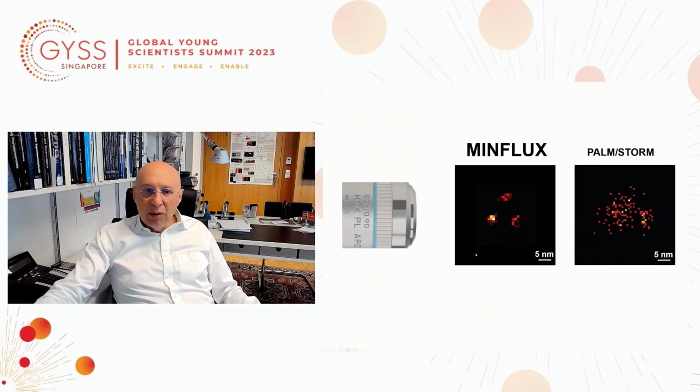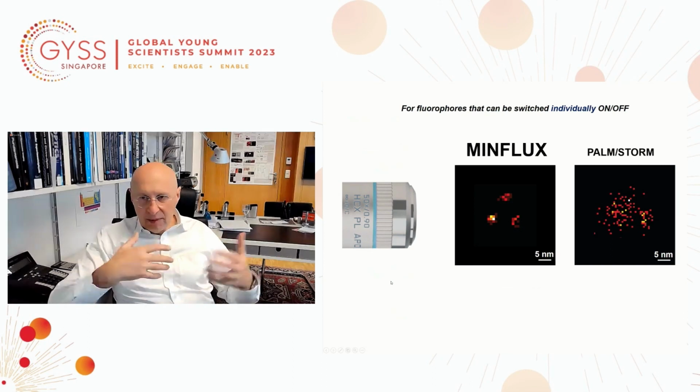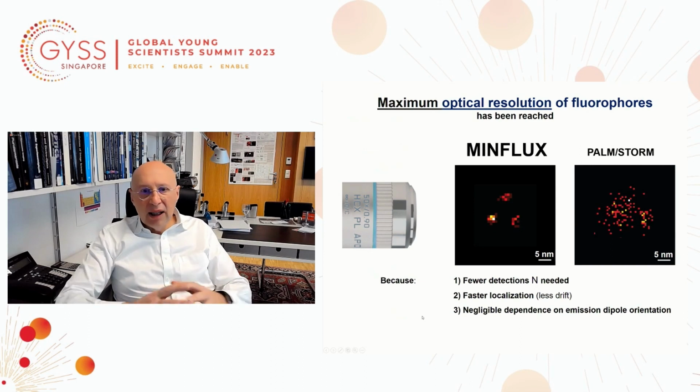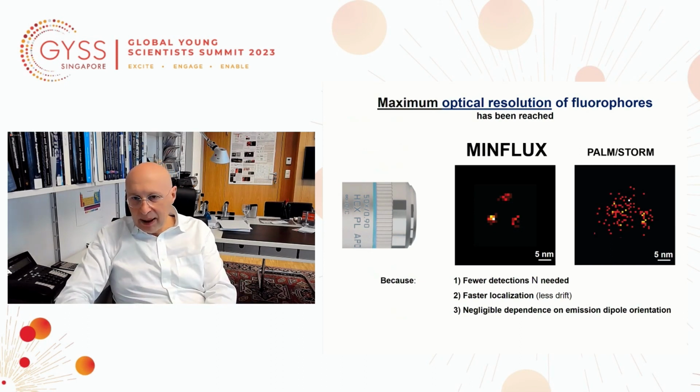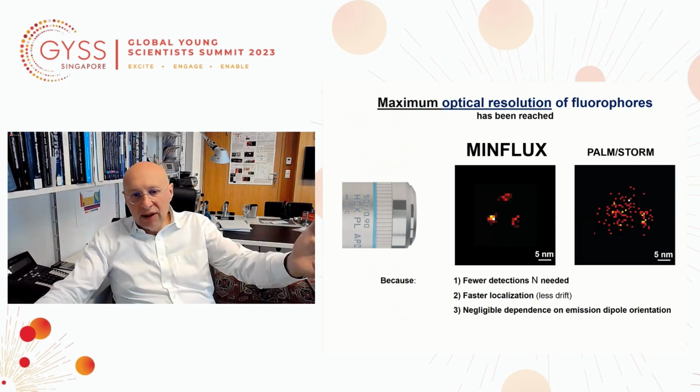So in other words, although we use just focused visible light and regular lenses, provided that we separate by on-off, of course, that's clear, we can reach the maximum optical resolution of fluorophores. And as I indicated already, without wavelength dependence. The only wavelength dependence comes from the fact that we need to excite a certain molecule, and a certain molecule needs a certain excitation wavelength.